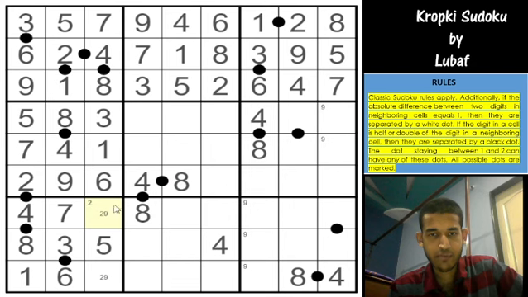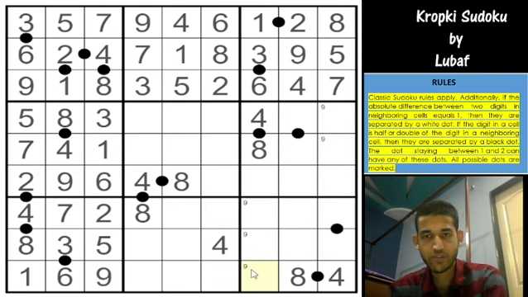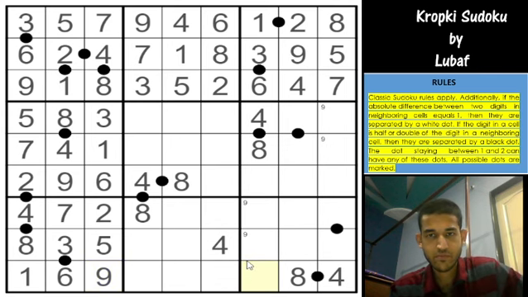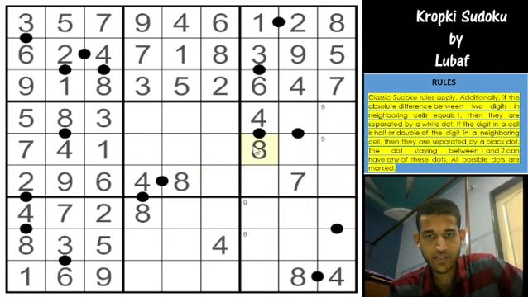And now this cannot be a 9. It's adjacent to an 8. So that is 2, that is 9. 9 is removed from this cell. And now if you look at row 6 and ask yourself where does the 7 go? 7 cannot be in these two cells. 7 cannot be here, so 7 goes here. Because you can't have 7 adjacent to an 8, so 7 goes here.